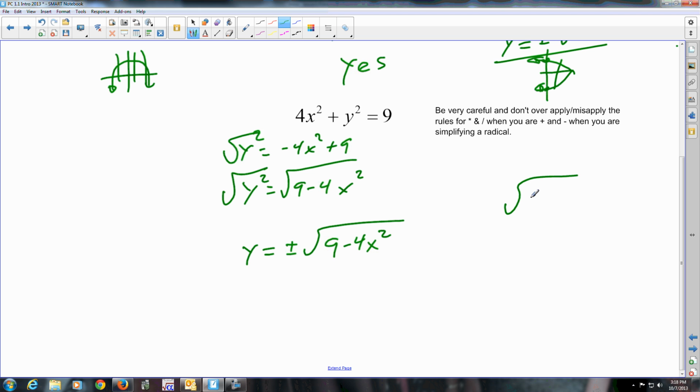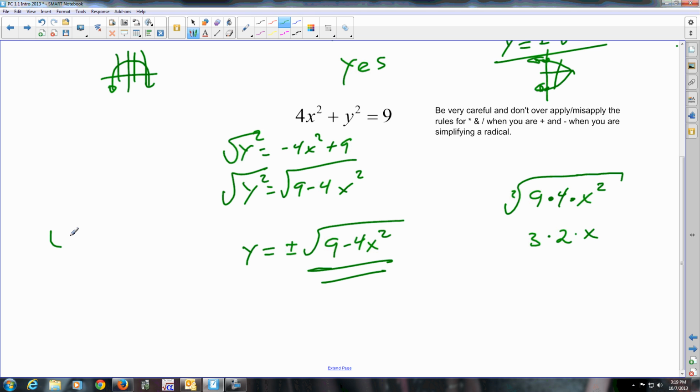If I gave you guys 9 times 4 times x squared, so this is all a product, and it's all inside a square root. Yes, by all means, you can write 3, 2, and x. But you can't do that when you're adding or subtracting. This does not simplify. This is as good as it gets.